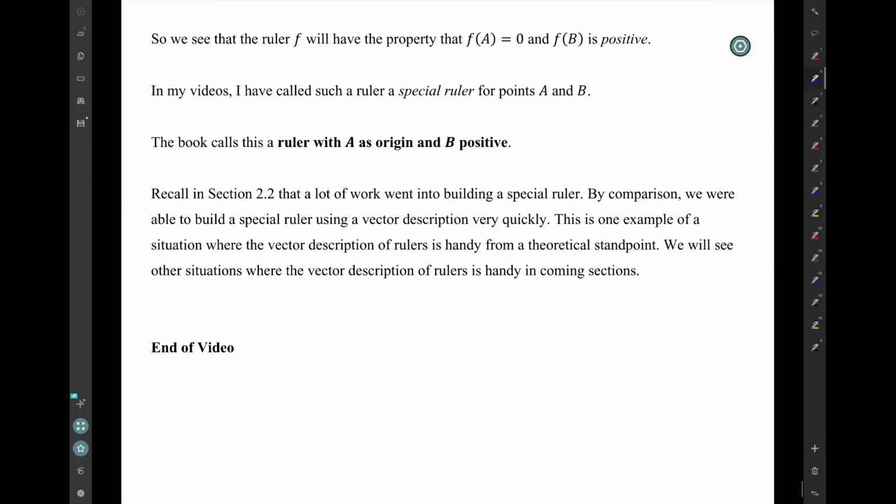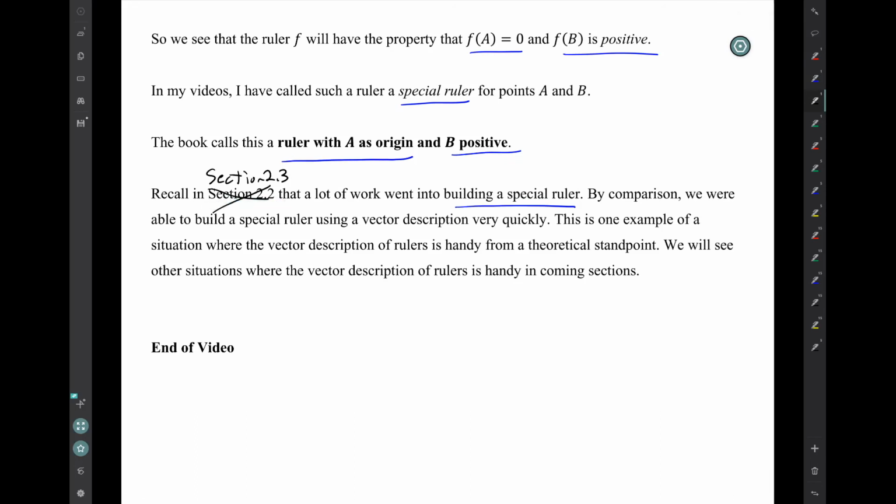So we see that the ruler for f will have the property that f(A) is 0 and f(B) is positive. In my videos, I've called this kind of ruler a special ruler for points A and B. The book calls this a ruler with A as origin and B positive. Now, remember from section 2.2 of the book that a lot of work went into building a special ruler using section 2.2 techniques. And actually, I guess this is section 2.2 and section 2.3.